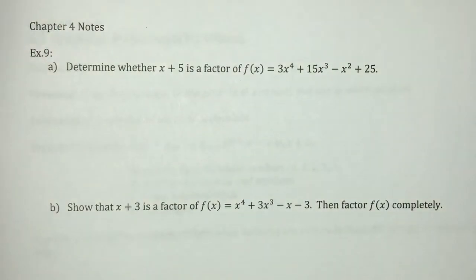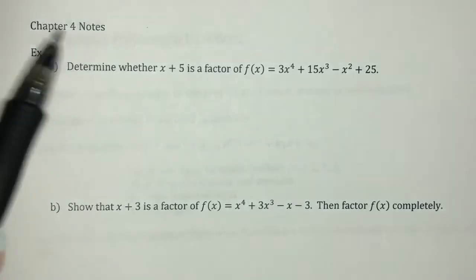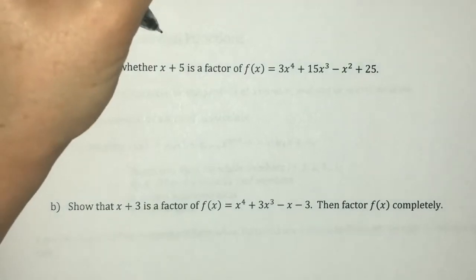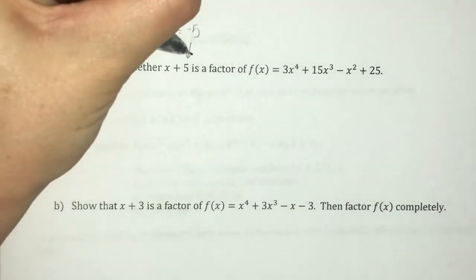Okay, so example 9, it says determine whether x plus 5 is a factor of f of x equals 3x to the 4th plus 15x cubed minus x squared plus 25. So if we want to check to see if x plus 5 is a factor, we're going to use synthetic division with k equals -5 because this is x plus 5.